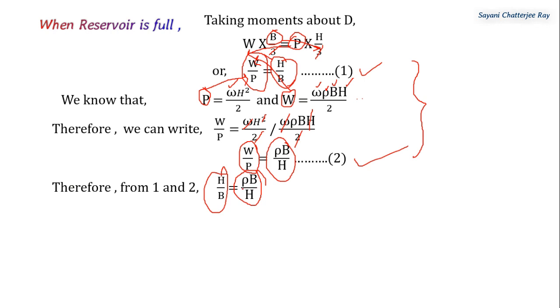Now we have to do cross multiplication, so H into H equals B into rho into B. So our equation will now look like rho B square equals H square. Now simply we have to take square root on either side of the equation. So our equation will look like B equals H upon root over rho. I hope this is very much clear to you. This is very much important.